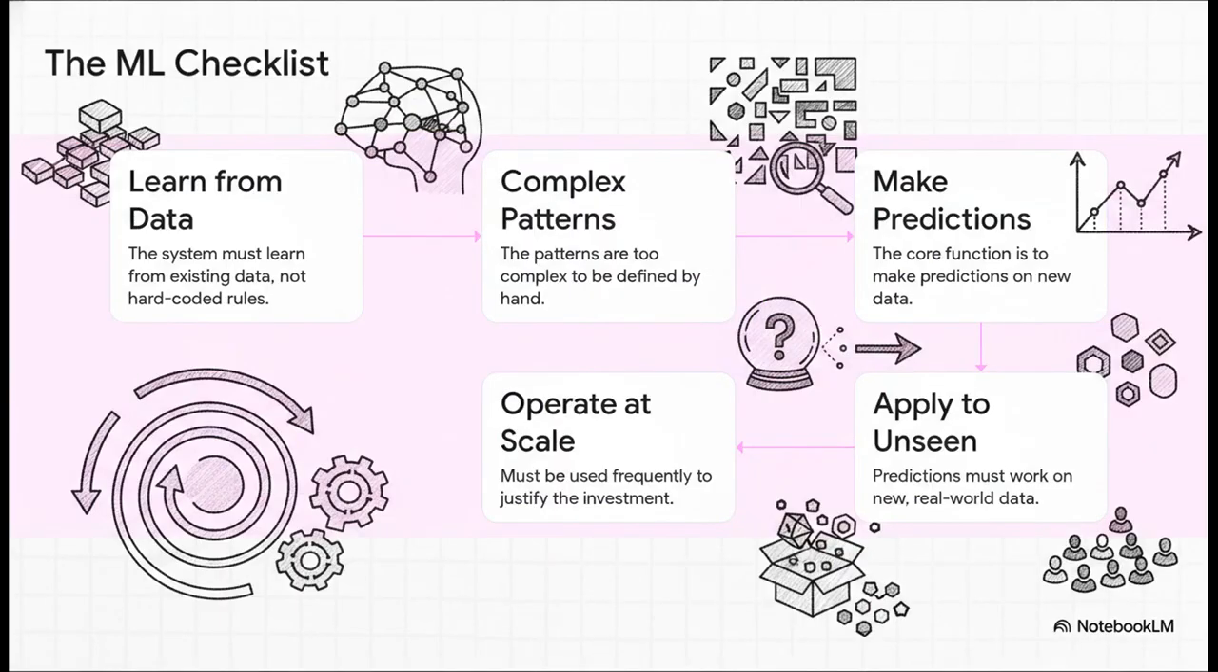Let's break that down. So first, your system has to learn from data. It can't just follow a bunch of hard-coded rules. Second, the patterns it's learning have to be complex. Third, its main job is to make predictions. Fourth, and this is a big one, those predictions have to work on new, unseen data. And finally, to really justify all the effort, it needs to be able to operate at scale.